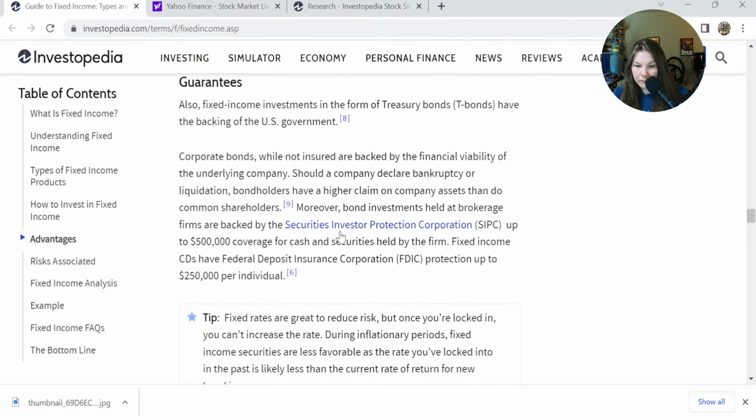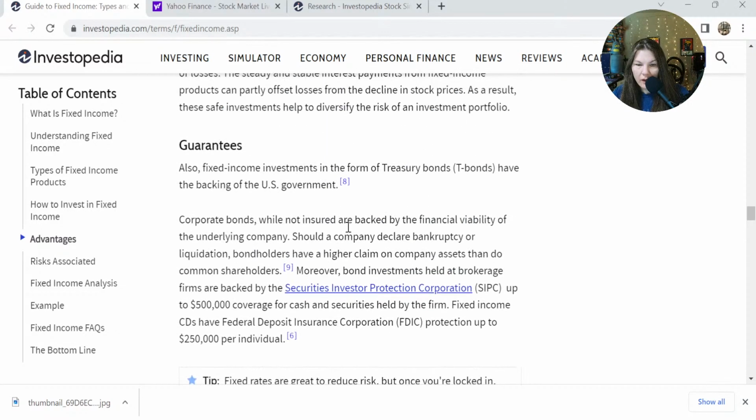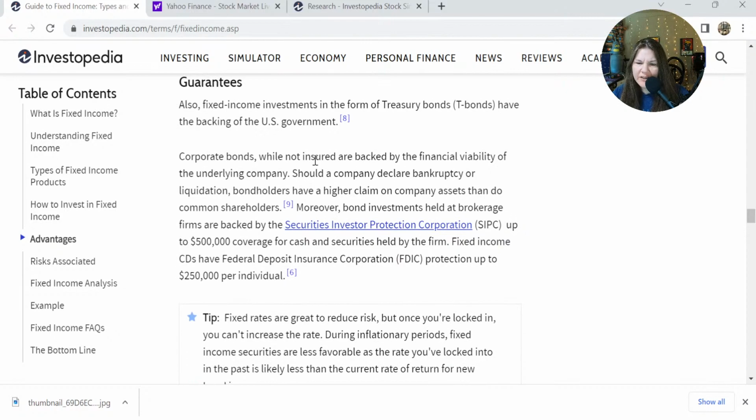Guarantees. Also, fixed income investments in the form of treasury bonds, T-bonds, have the backing of the U.S. government. Corporate bonds, while not insured, are backed by the financial viability of the underlying company. Should a company declare bankruptcy or liquidation, bondholders have a higher claim on company assets than do common shareholders. Moreover, bond investments held at brokerage firms are backed by the Security Investor Protection Corporation, SIPC. Up to $500,000 coverage for cash and securities held by the firm.